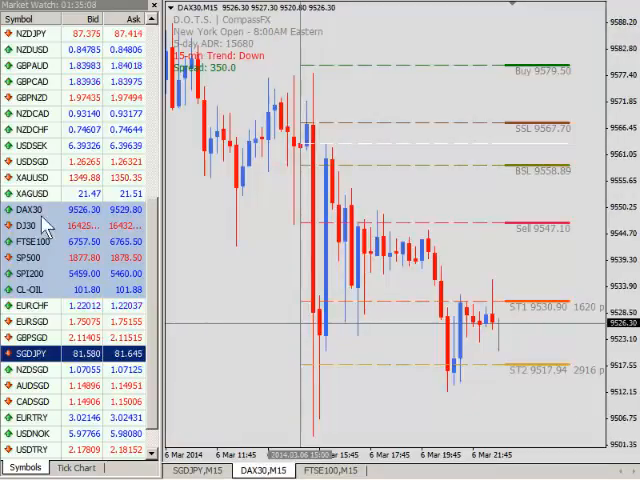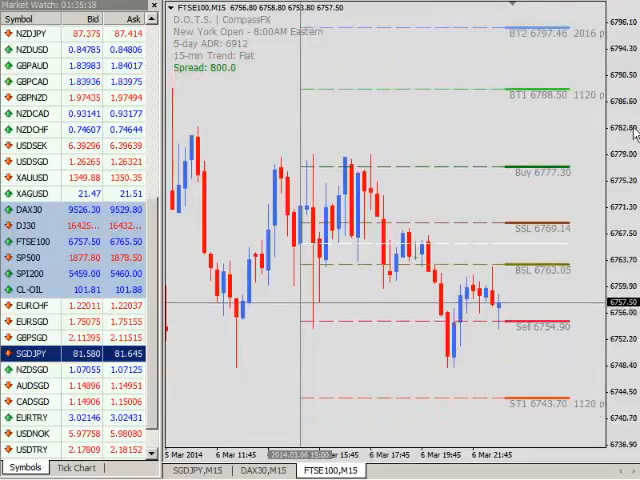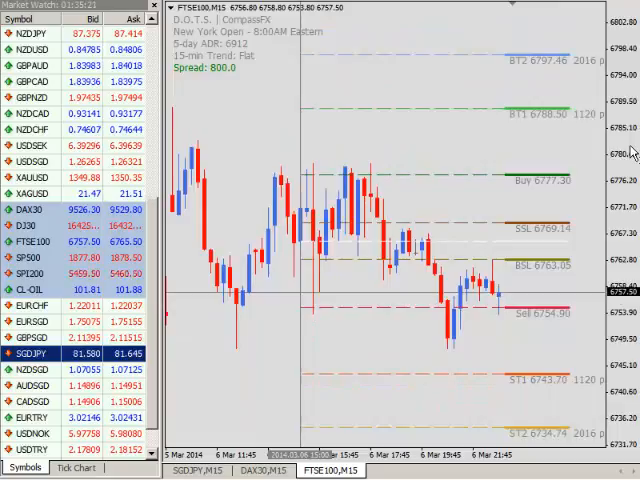Now, in this case, too, I've just applied the DAX 30. This is an index, and I applied that to the chart, and again, the DOTS levels work. And this one being the FTSE 100 out of London. Again, the DOTS levels, apply it to this instrument, it works.